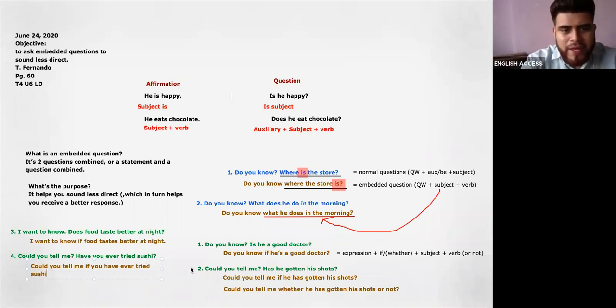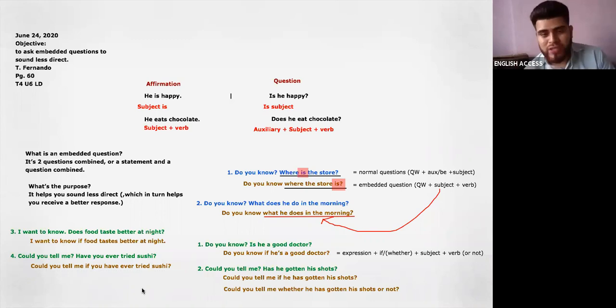Yeah, I guess that's something that I should have made very clear. The tense stays the same in this. You know, these are embedded questions, not reported questions. In reported questions, you do change the tense. But these aren't reported. These are indirect questions. So, could you tell me if you've ever tried sushi? Cool. Ladies, any questions?